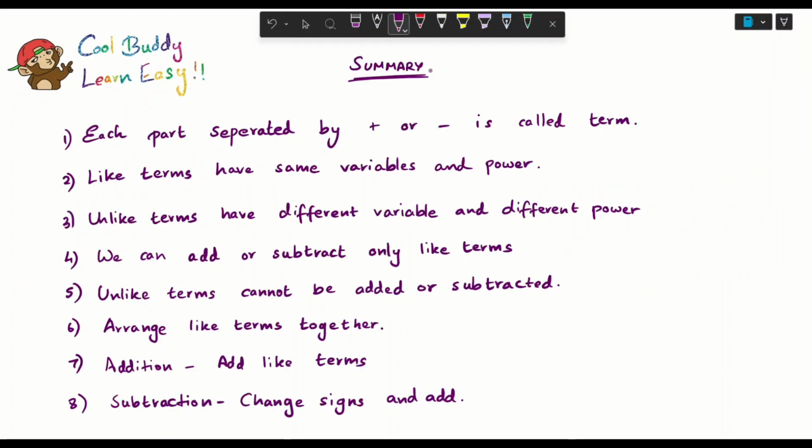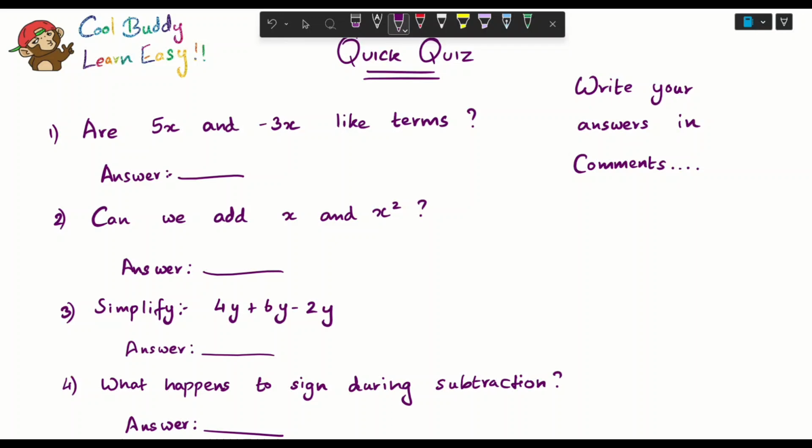Now let's see the summary. Each part separated by plus or minus is called a term. Like terms have the same variable and the same power. Unlike terms have different variables or different powers. We can add or subtract only like terms. Unlike terms cannot be added or subtracted. Arrange like terms together and write the unlike terms at the end of the expression. Addition means add like terms. Subtraction means change signs and add.